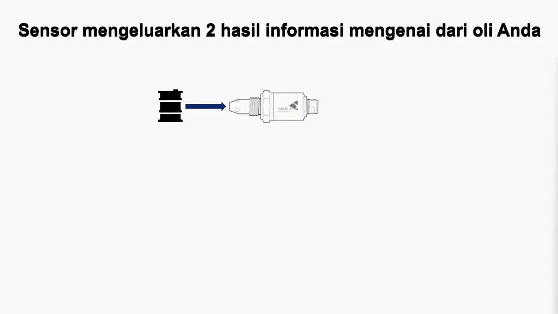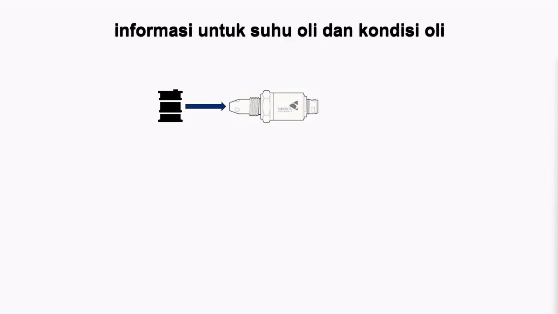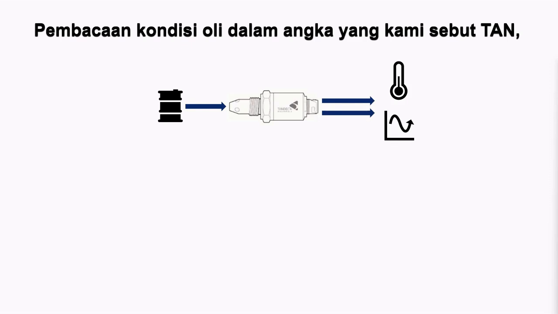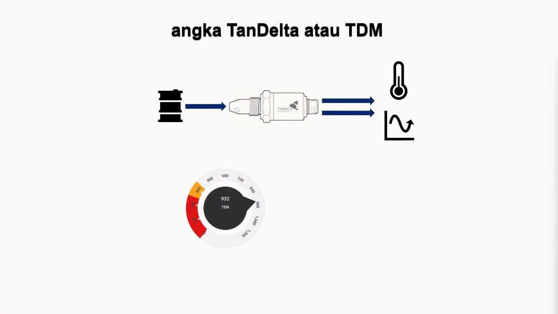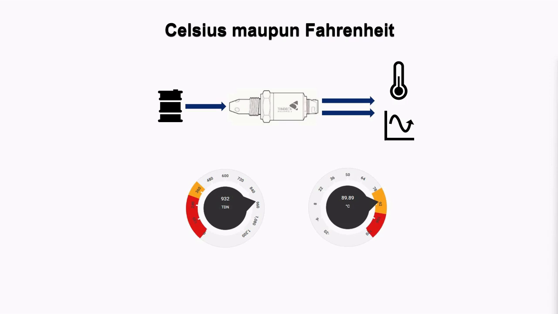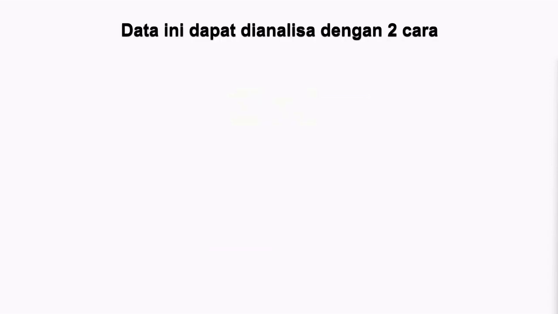The sensor outputs two readings from your oil, a reading for oil temperature and a reading for the oil condition. The oil condition reading is given in a value we have termed TAN delta number, or TDN, and the oil temperature can be given in either degrees Celsius or in degrees Fahrenheit. This data can then be analysed in two ways.